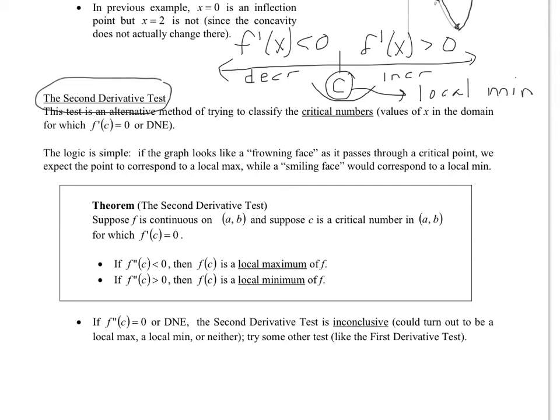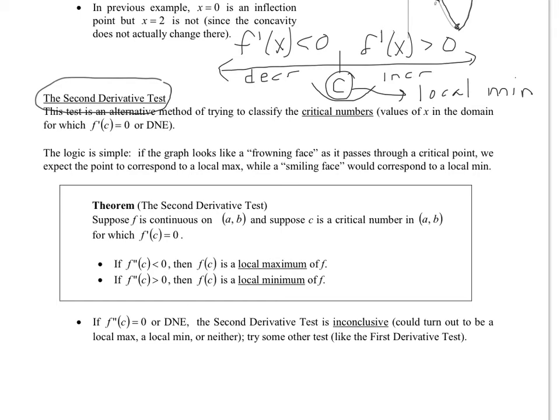Okay, so that's an illustration of what we referred to yesterday as the first derivative test. Find all of your critical numbers, set up a number line, and determine the sign of the first derivative on either side of each of your critical numbers. And if f prime is negative to the left of the critical number and positive to the right, you've got a local min.